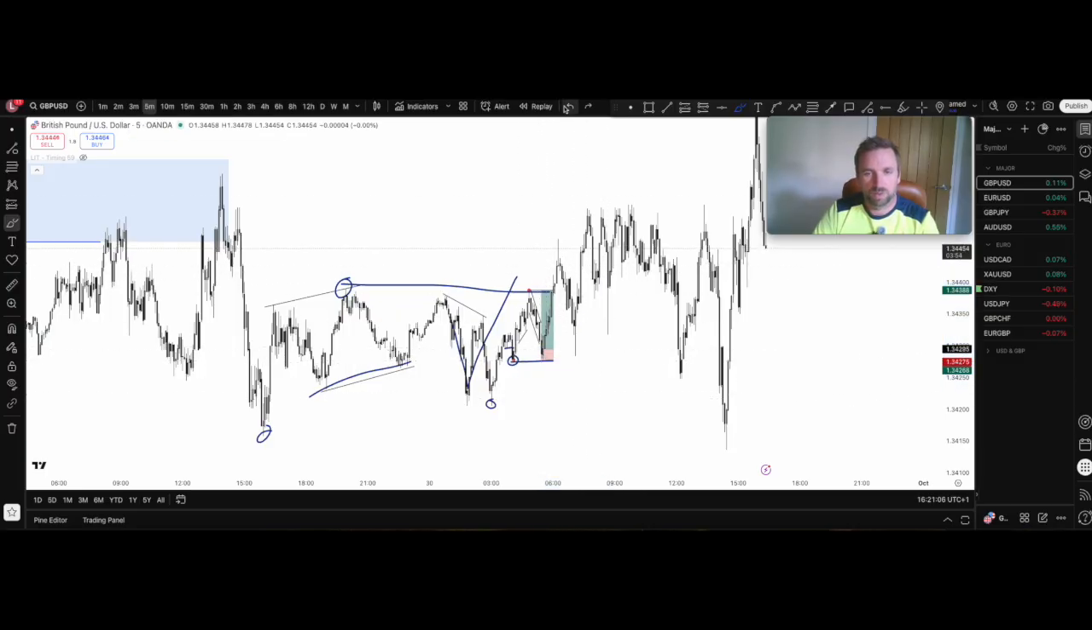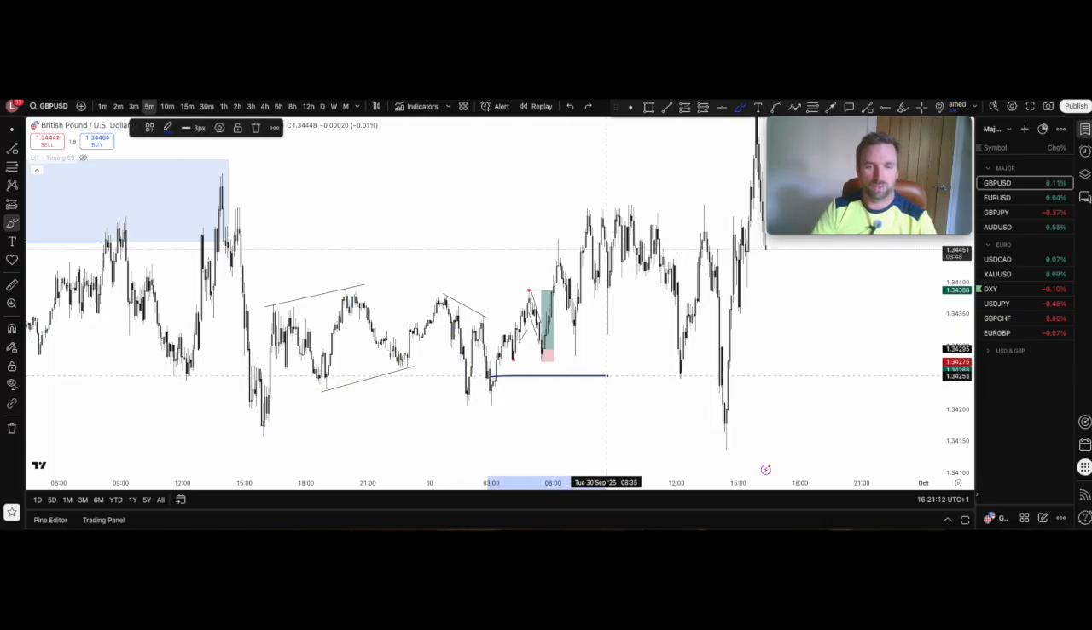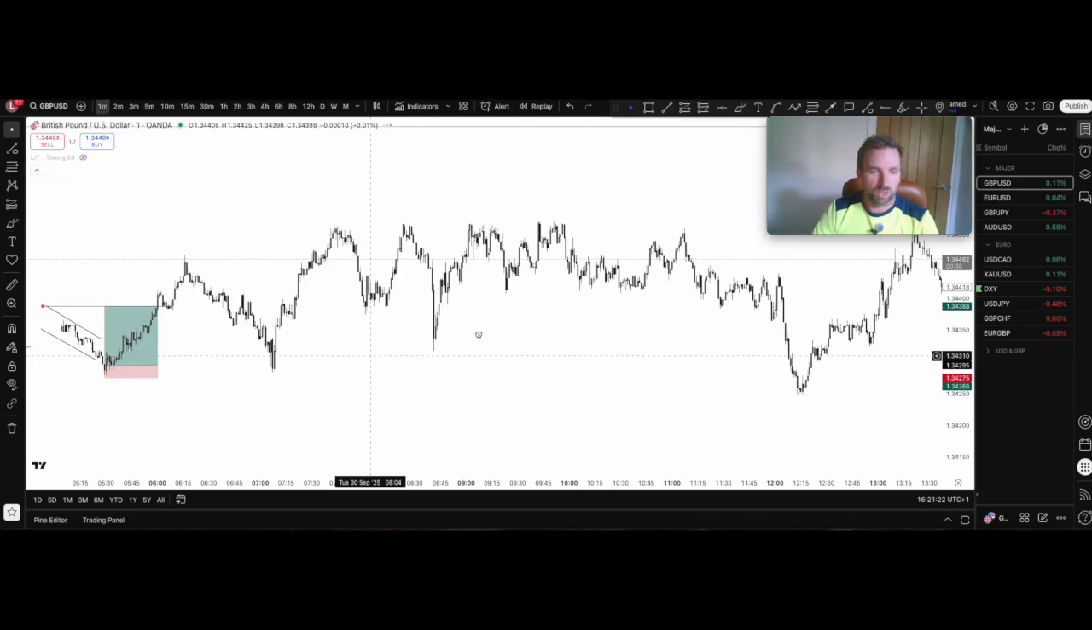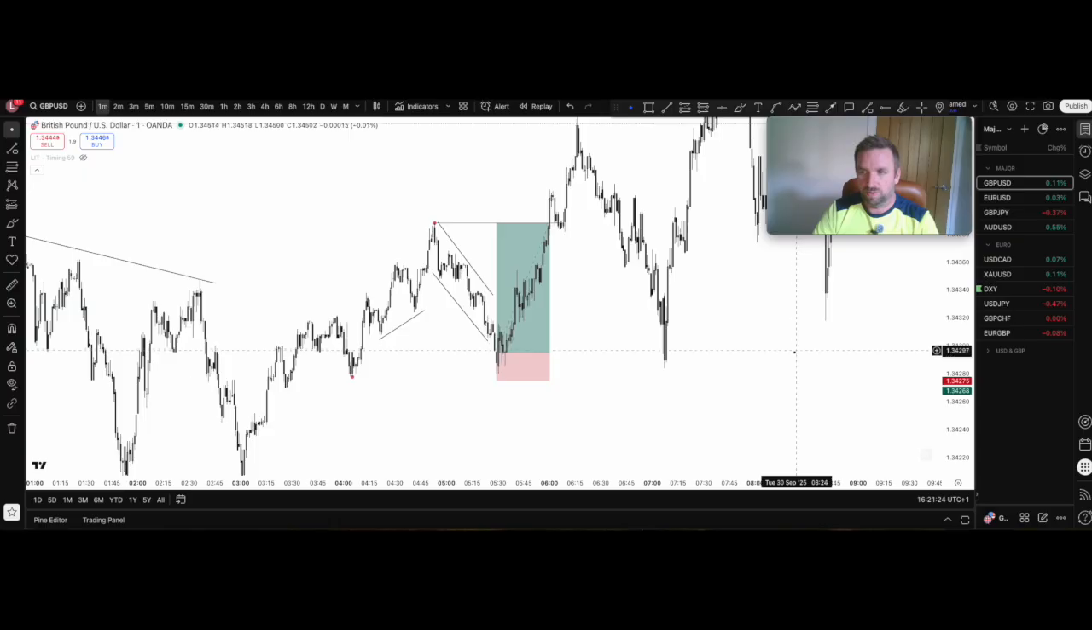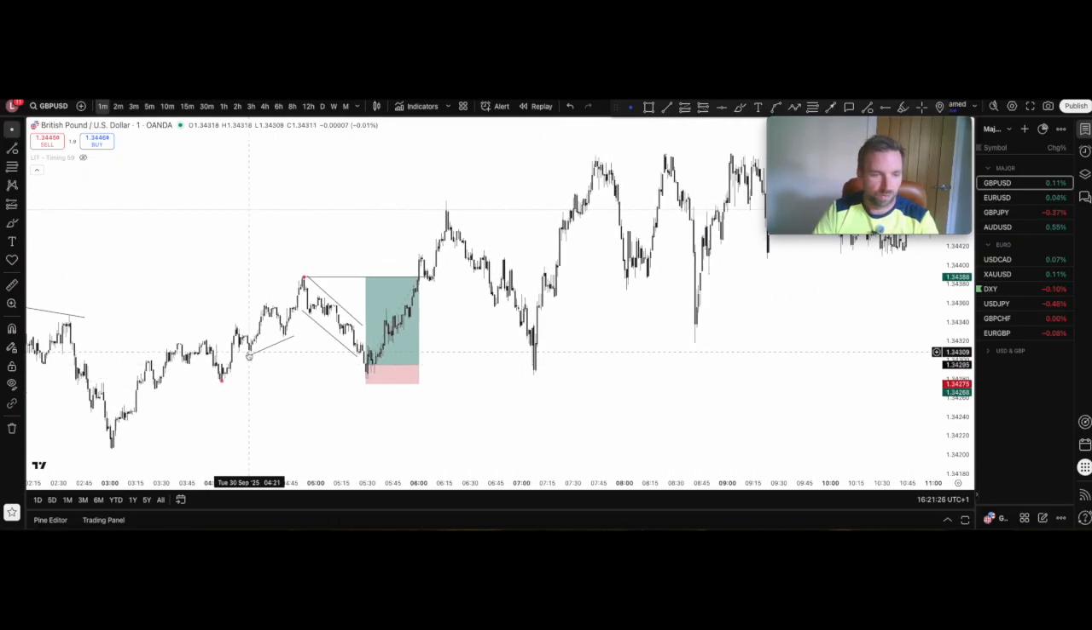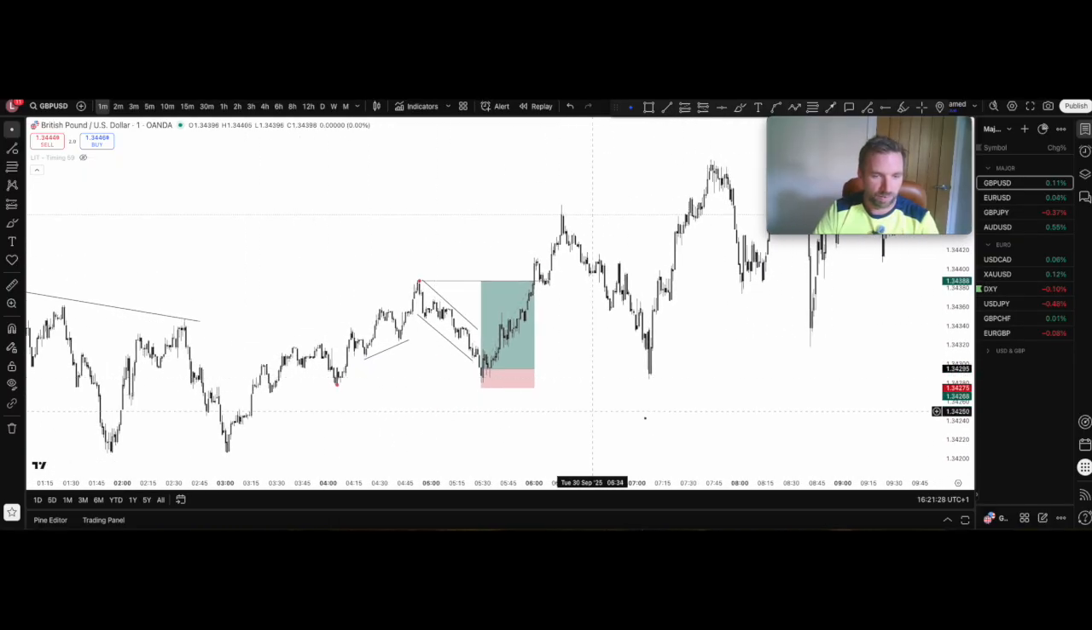But to be honest with you, I took the first entry and it played out. If it didn't, then I may have looked for the second entry down here. So yeah, I took it from this one mainly because on the 1 minute I saw the build up of liquidity and thought, okay, if this is going to be the move, then there's a good chance that we go from here.